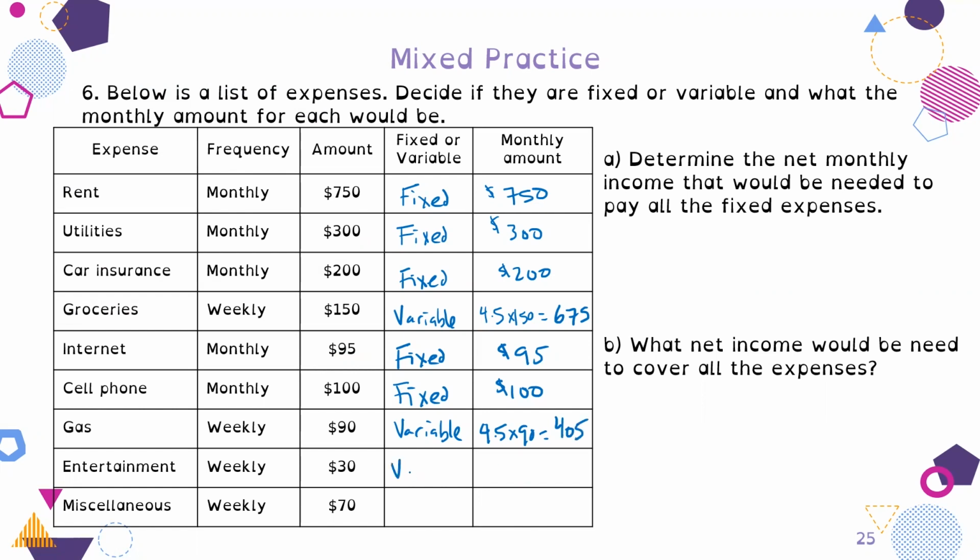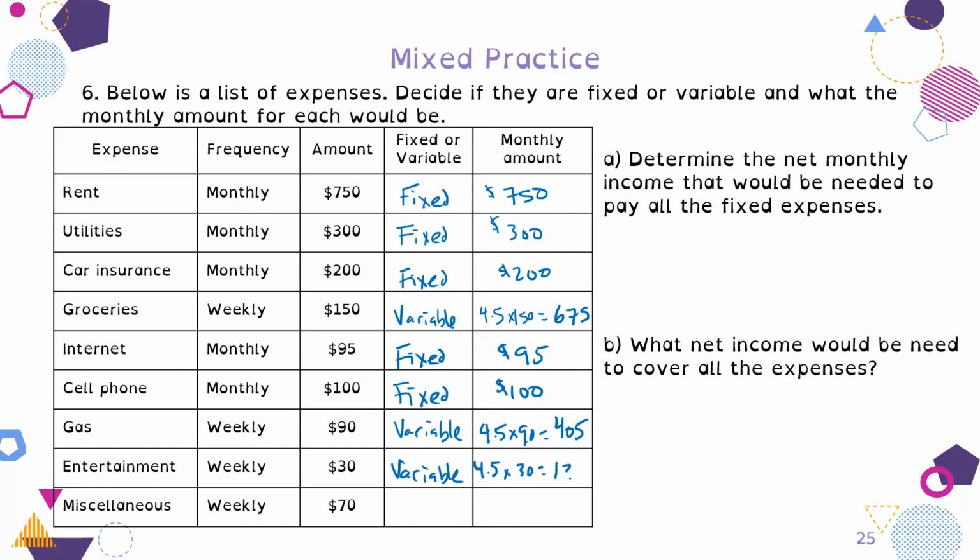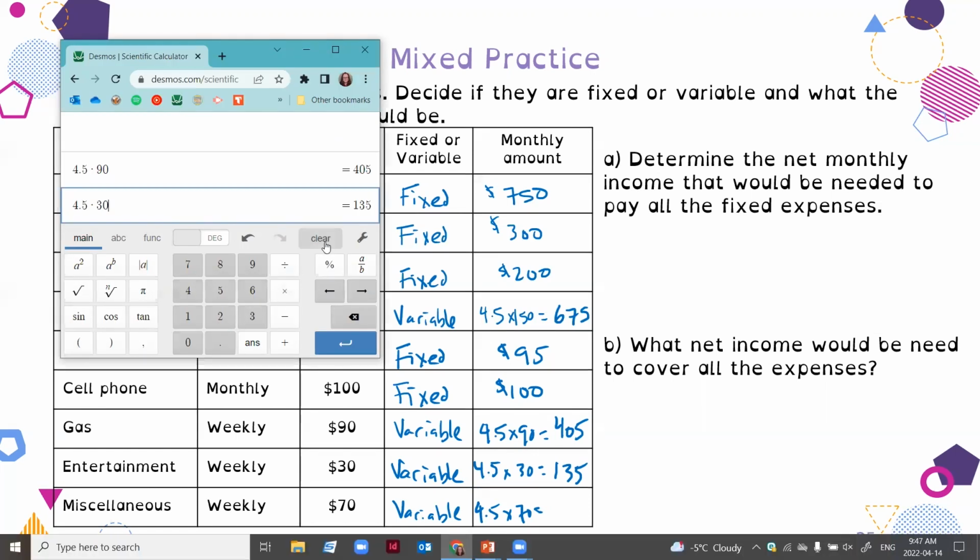Entertainment is weekly at $30, so that is variable. So 4.5 times 30. You could just do 4 because that might be easier to multiply, but 4.5 times 30 is 135. I'm budgeting on the higher end to give myself some wiggle room. And then miscellaneous, because sometimes you just don't know what might come up. In my budget, I call this stuff I forgot to budget for, just miscellaneous things that you can't be guaranteed or sure about. So 4.5 times 70 is 350.